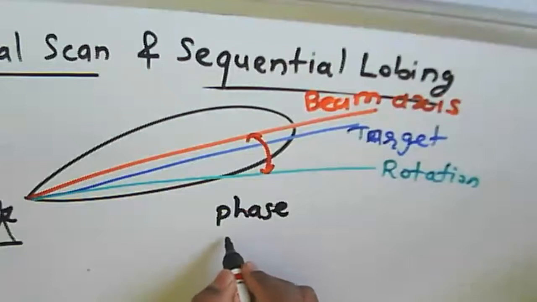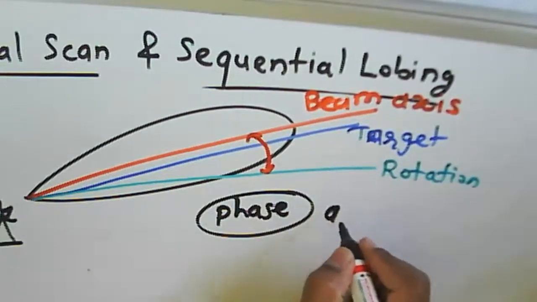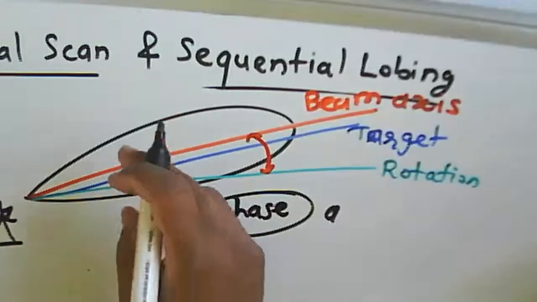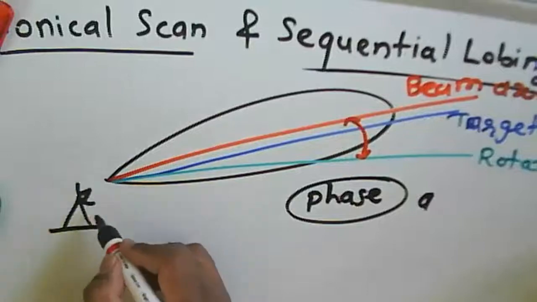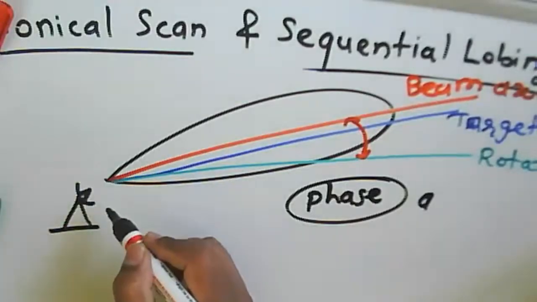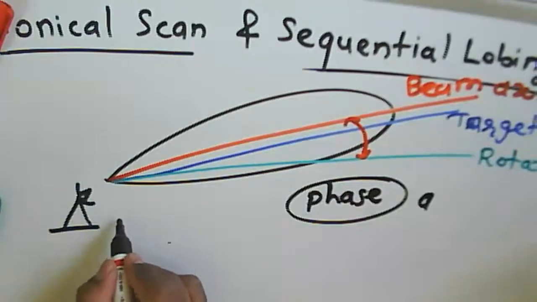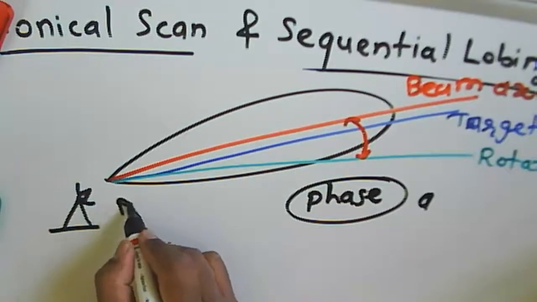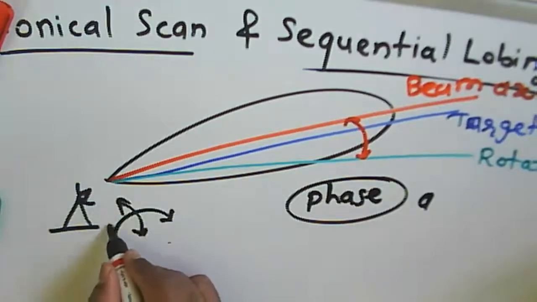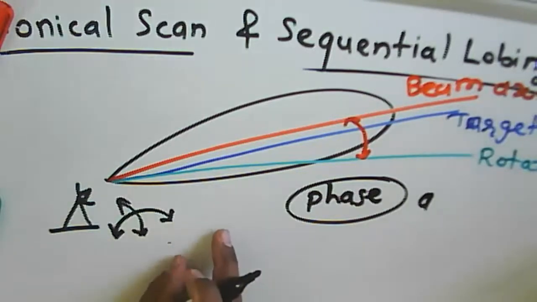Phase means how we are rotating, in which axis we are rotating. If we are using rotation only in a given particular direction, we get the phase. If we are rotating in two different manners, toward this direction or toward this direction, then according to that we get the difference in the angle in terms of azimuth and elevation.